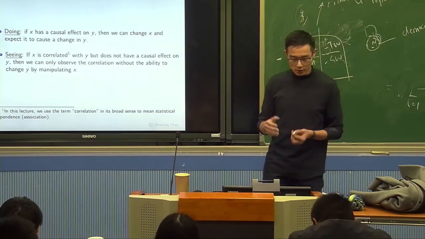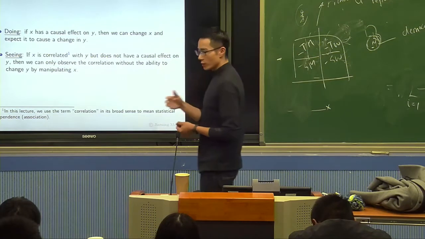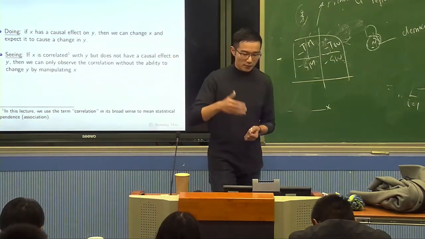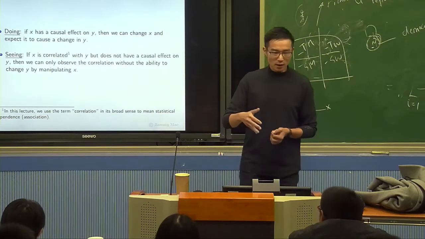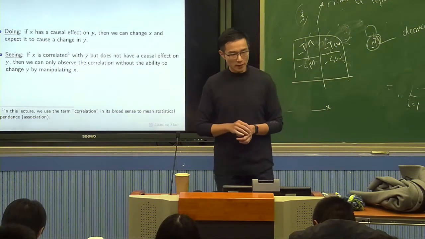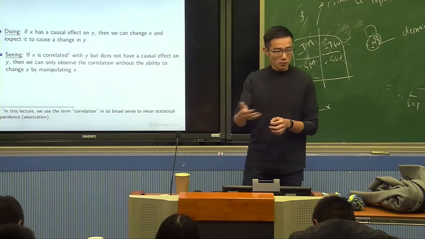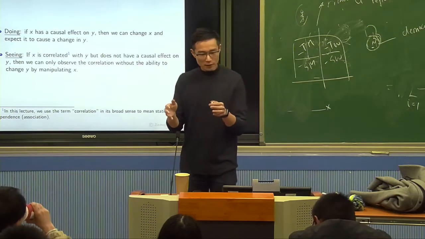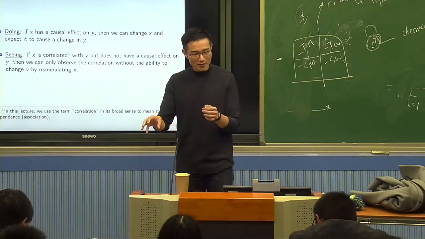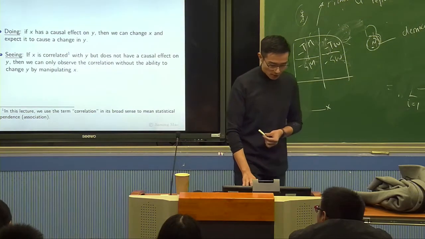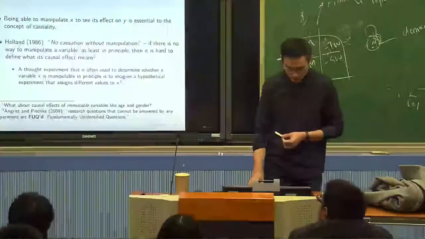So you see a correlation, without being able to intervene. Doing is you can actually actively intervene on the pattern. You can change the value of X, and then you see what the value of Y is. That tells you the causal effect. X and Y can be correlated, but if you change X, nothing happens to Y, then there's no causal relationship. So it's very simple: seeing versus doing.